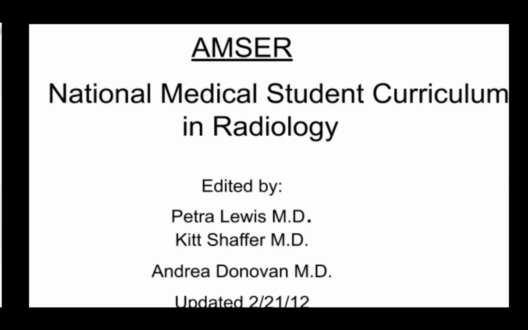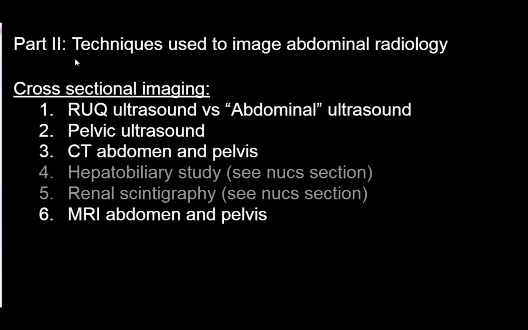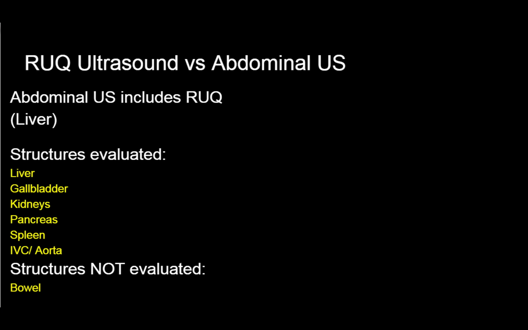This is part 2 of the modality topic for abdominal radiology. The topics are again based on the National Medical Student Curriculum in Radiology. We will be reviewing ultrasound, CT, and MRI evaluation of the solid abdominal structures in the abdomen, including the liver, gallbladder, kidneys, pancreas, spleen, and vessels, IVC, and the aorta.